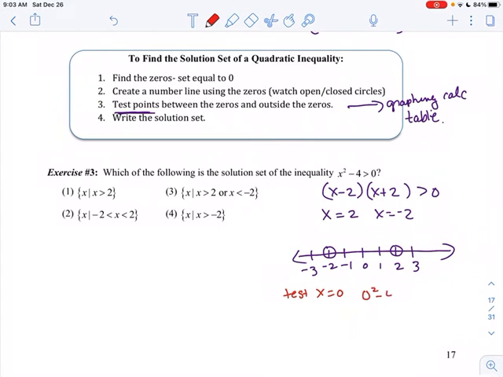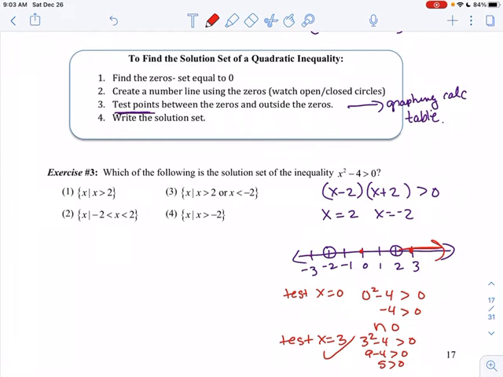So 0 squared minus 4 is less than 0. Well, 0 squared is 0, -4 is, I'm sorry, and it's greater than 0. That is not a solution. So I tested out something that was in between them, didn't work. Now let's test out something that is on either side of them. So let's test out 3. 3 squared minus 4 is greater than 0. 9 minus 4 is greater than 0. 5 is greater than 0. Yep, that worked.